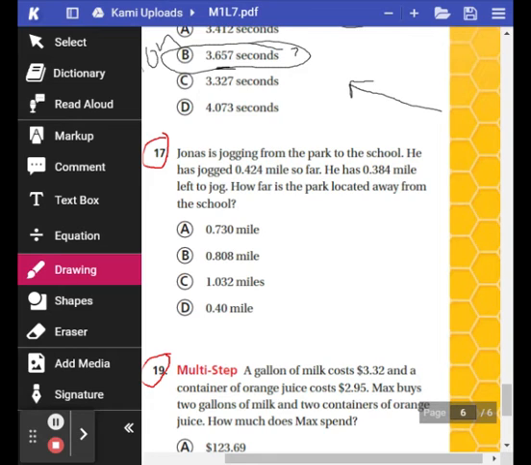So actually, what are we going to do here? That's right. We have to add these together. This is from the park. This is how much he's jogged so far. And this is what's left to jog, right? And this will give us the distance from the park to the school.